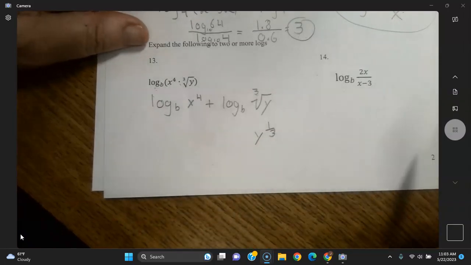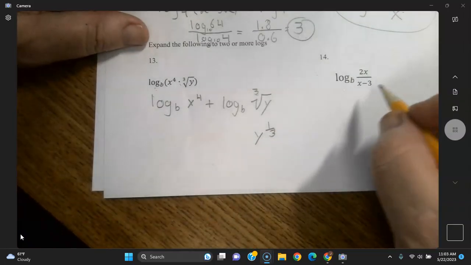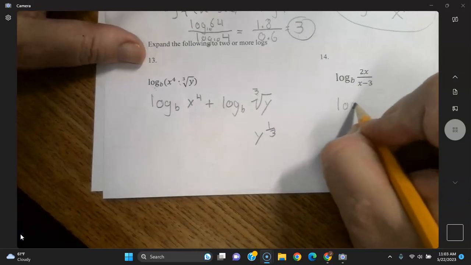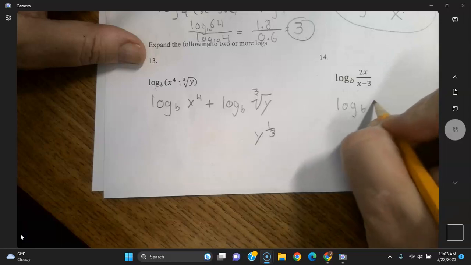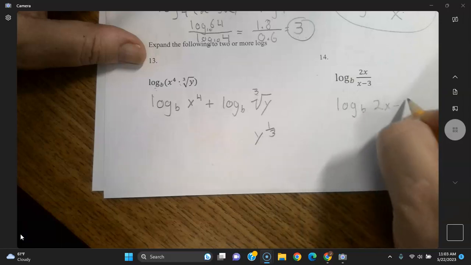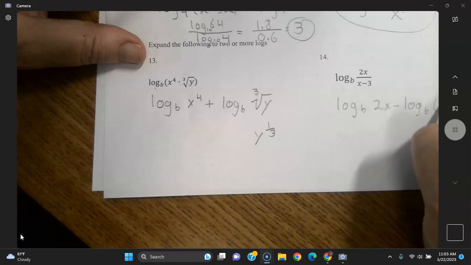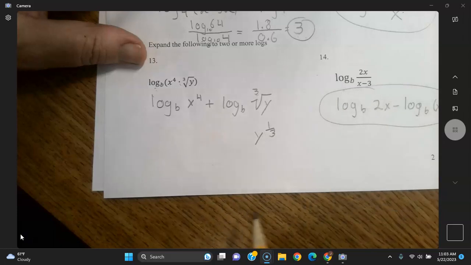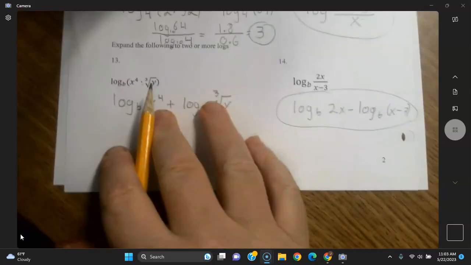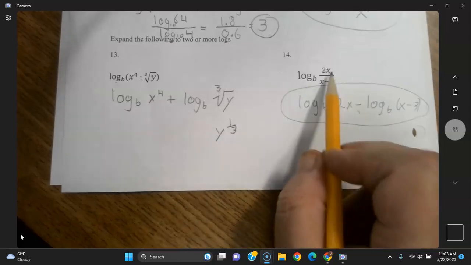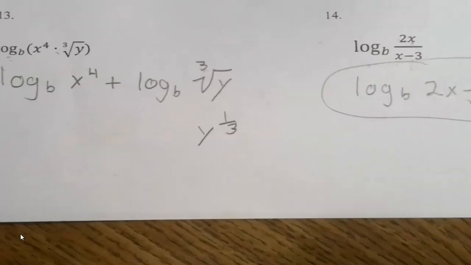Okay, here we go. This one is asking us to expand also, so it's going to be log b 2x, the one on top, minus log b, the one on the bottom, x minus 3. And there's nothing else you can do to that one to solve any further for x, okay? Okay, so you see how that works out. It's a minus when it's a fraction like that. Okay, now we go on to number 15.